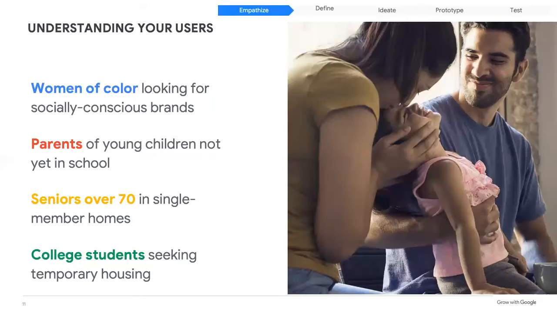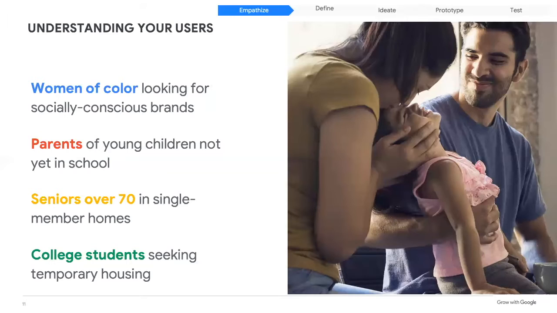Another example would be parents. But for the parents here, you likely know that there's a huge difference between parenting a newborn and a teenager. Also, as the designer, what problem are you looking to solve for parents? Maybe you offer nanny services and your audience is parents of young children not yet in school, or parents who work in demanding jobs. Maybe you market your products or services to seniors over the age of 70, but how can you get more specific?